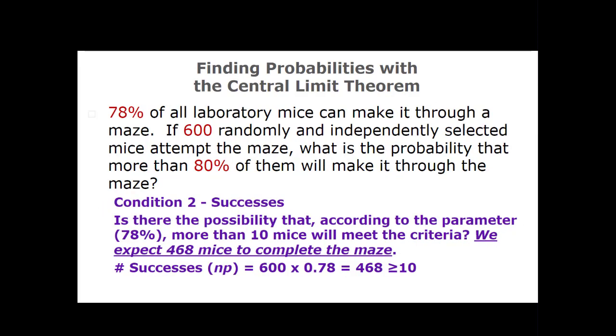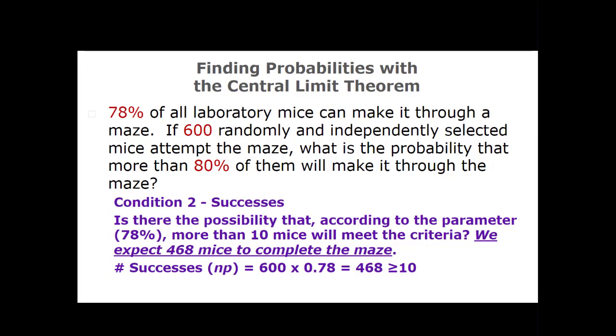Check. The next condition deals with successes and failures. Let's look at successes first. We want to know, is there a possibility that if we use the parameter that we're given, 78%, which is right here, more than 10 mice will meet the criteria?